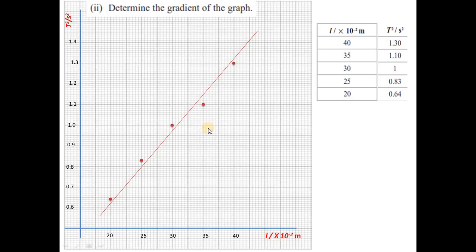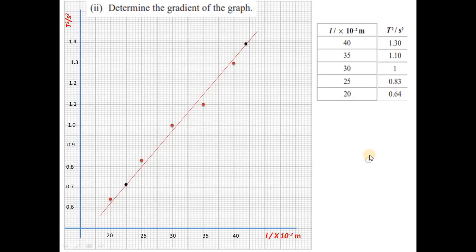Determine the gradient of the graph. For the gradient we need to choose 2 points, and we can choose any points, making sure that the triangles are as big as we can make them. We can choose any points like this and this, and from these points we can form a triangle, and from this triangle we can find the gradient using rise over run. So gradient is y2 minus y1 over x2 minus x1. This is the idea of finding the gradient of a line.